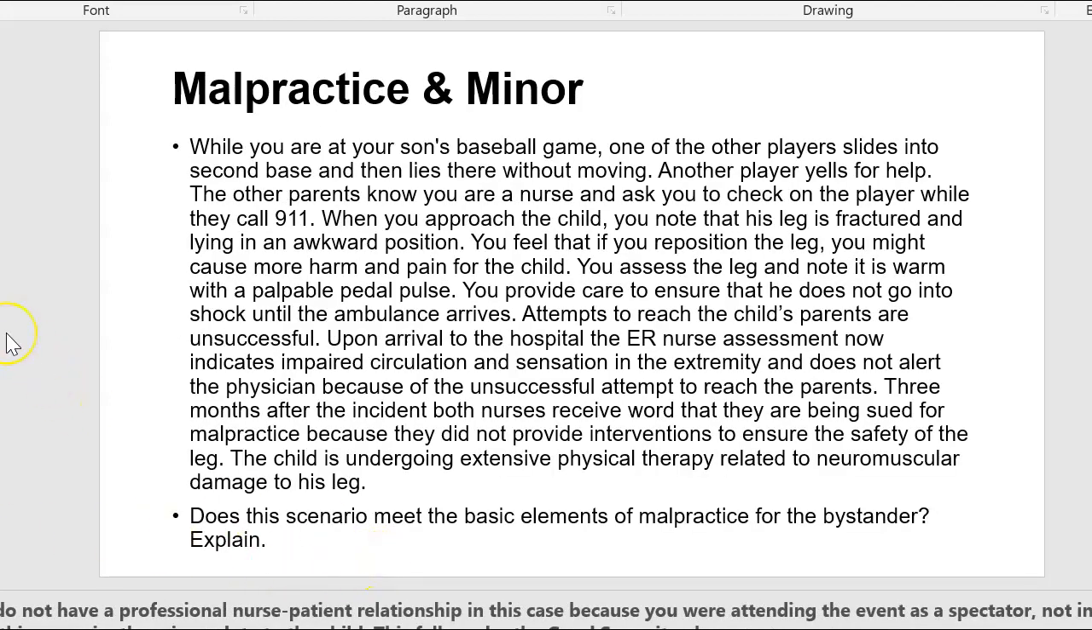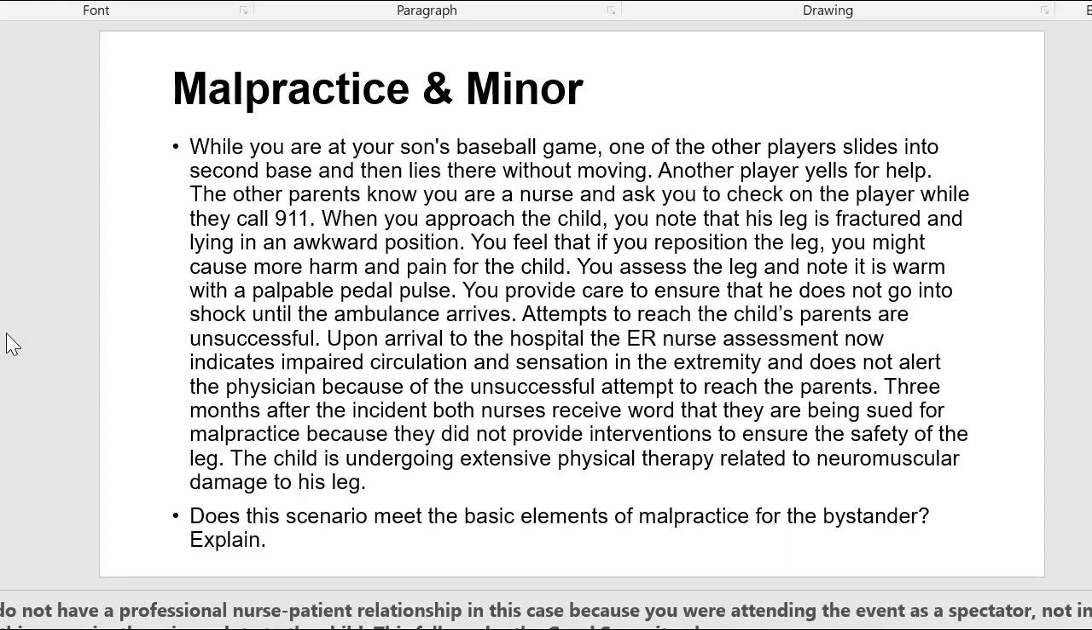So here's another case. Let's look at this. While you are at your son's baseball game, one of the other players slides into second base and then lies there without moving. Another player yells for help. The other parents know you are a nurse and ask you to check the player while they call 911. When you approach the child, you note his leg is fractured and lying in an awkward position. You feel that if you reposition the leg, you might cause more harm and pain for the child. You assess the leg and note it is warm with palpable pedal pulses. You provide care to ensure he does not go into shock until the ambulance arrives.